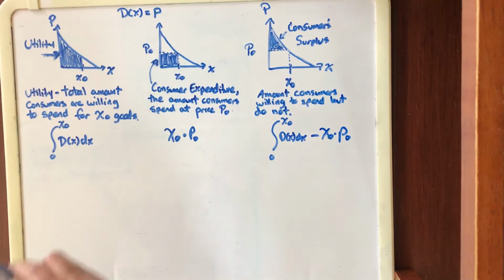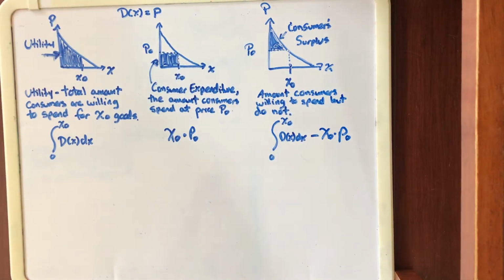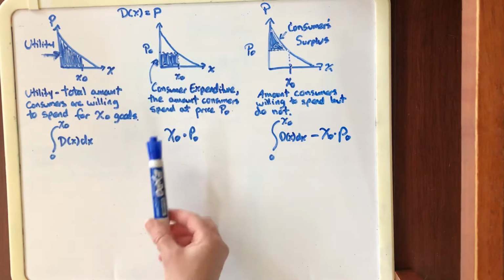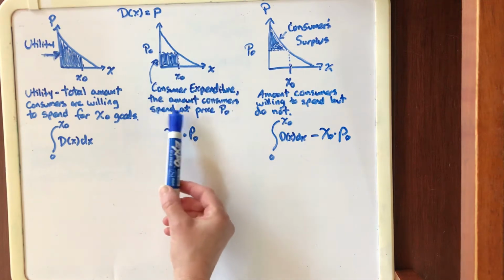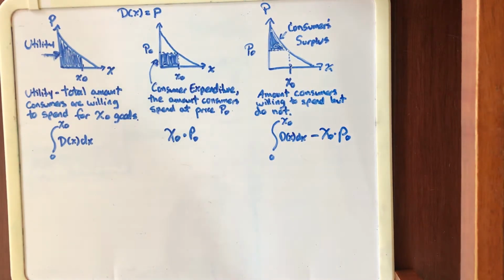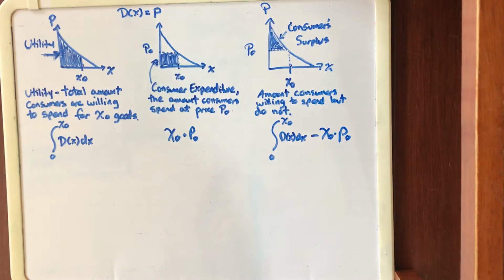Okay, let's go to the next one. Right here, this is called consumer expenditure, the area of that little space in there. Notice we have X naught and P naught. Consumer expenditure is the amount consumers spend at price P naught. And so that's X naught times P naught, and that makes sense. X naught times P naught gives us that area.